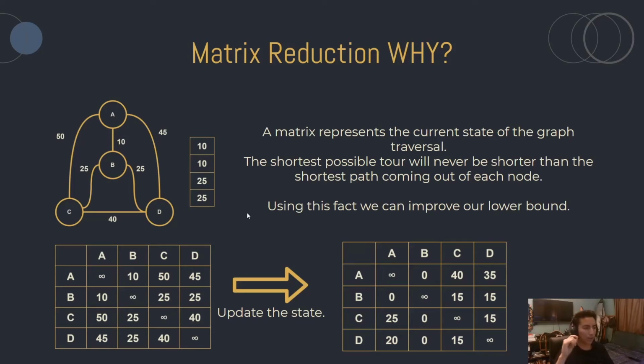And basically what we're doing is we're trying to show that the shortest possible tour, our solution, will never be shorter than the shortest path coming out of each node. So the combination of these 70, like we showed last slide, will always be shorter than the solution of the tour. So this is kind of like a heuristic, and using this fact, we're going to improve our lower bound.